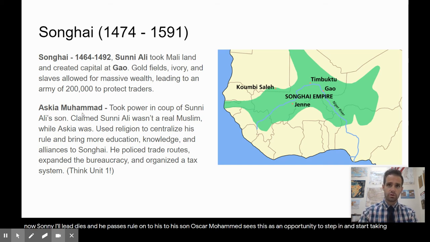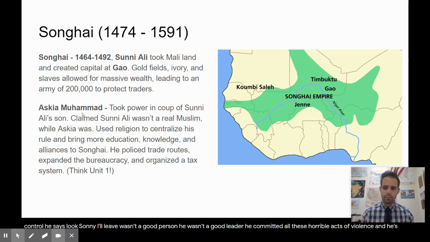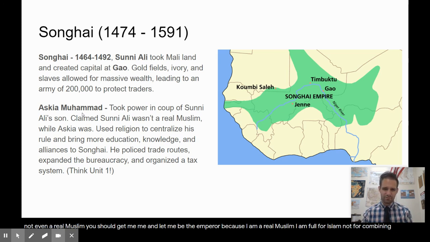He says, well, look, Sunni Ali wasn't a good person. He wasn't a good leader. He committed all these horrible acts of violence, and he's not even a real Muslim. You should get me and let me be the emperor because I am a real Muslim. I am fully for Islam, not for combining Islam with all these traditional African religions and whatnot.